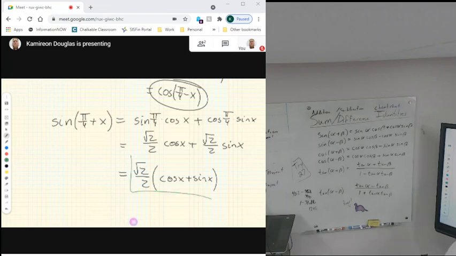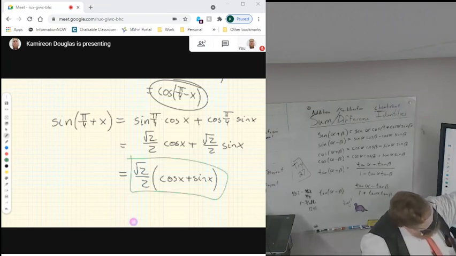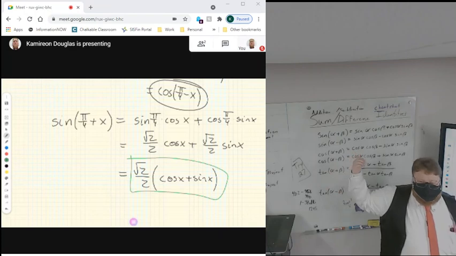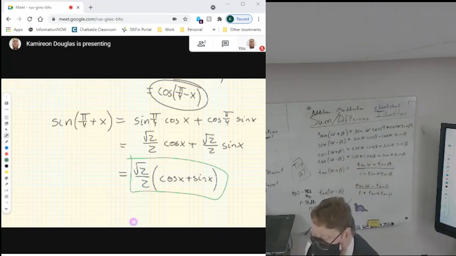So that means we have now two answers: my answer using the cofunctions, and their answer using the addition and subtraction functions. They're the same thing. If I graph both of these, they are the same.